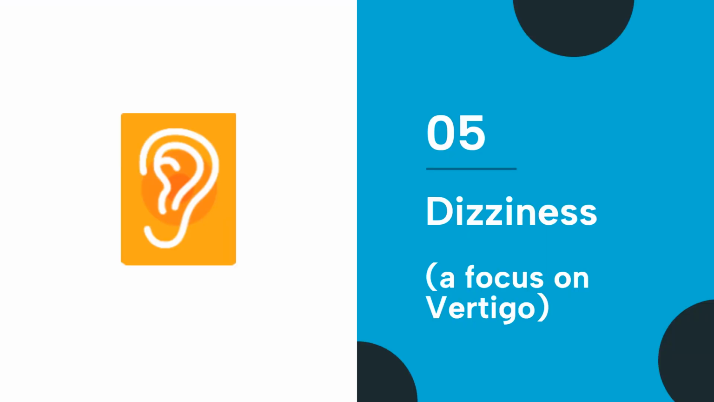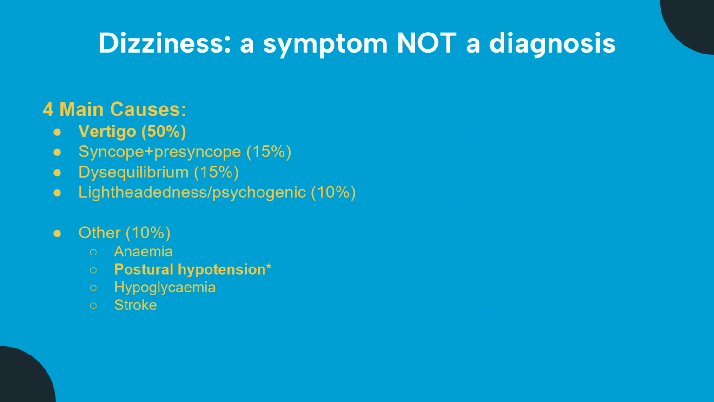So just discussing dizziness for a bit. It's important to understand that dizziness is not actually a diagnosis, but rather a symptom. While we're talking, we're going to be focusing on vertigo, but there are 4 main causes. As well as vertigo, which is around half, there's also presyncope and syncope, disequilibrium, lightheadedness, and psychogenic causes. There's also 10% of causes that are considered to be other. So postural hypotension is probably another big one to think about. Anemia as well, hypoglycemia, and stroke.